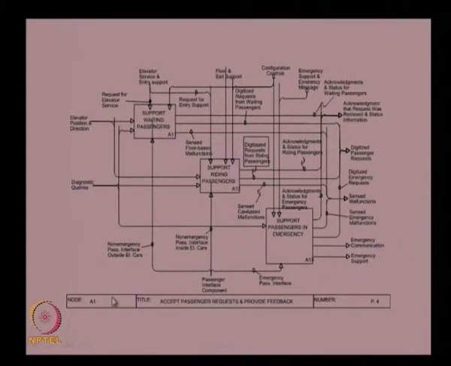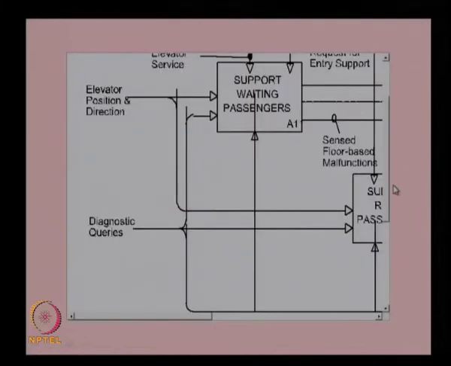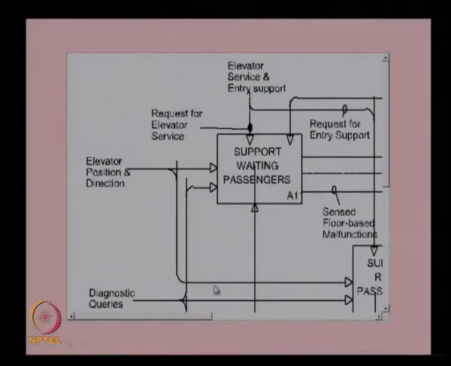Again, you can see this is the A1 diagram, accept passenger request and provide feedback, which is the main function, and it is divided into three functions over here. We will see the details of the input and output for this. As you can see here, this is the A11 function, support waiting passengers. The inputs are request for elevator service and entry support, and elevator position and direction, and of course the diagnostic queries coming from the maintenance function are also coming here. Based on this it will provide the information to waiting passengers.